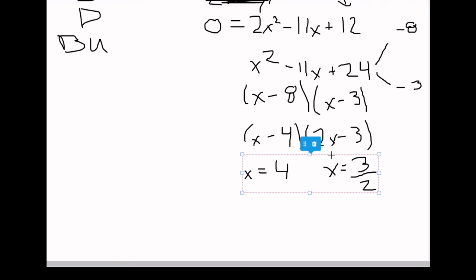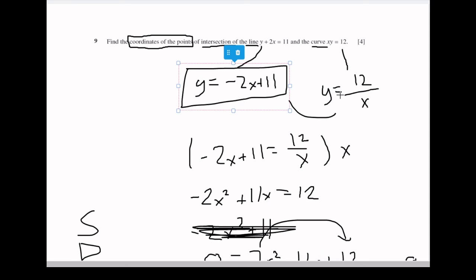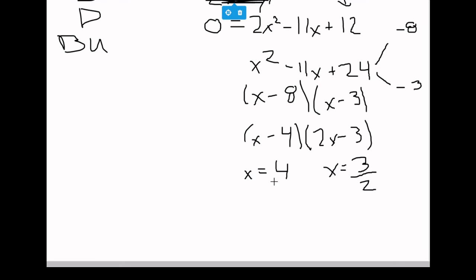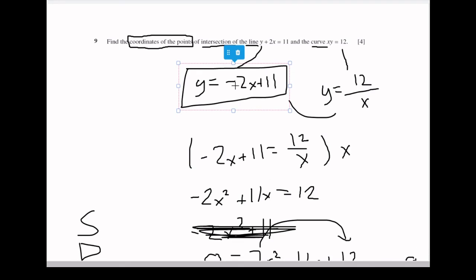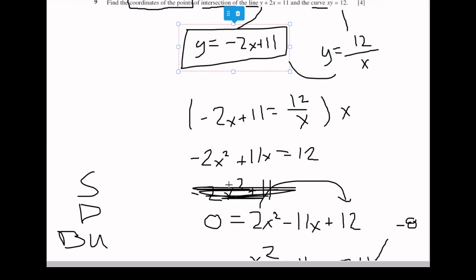So we're going to plug our x's back into one of these equations. We already got these by themselves, so I'm going to use this equation. You could use the one at the right, which is 12 over x. I'd recommend that for the first x we got, but the second one is a fraction, and it's really easy to make a mistake, so we're going to go with the simpler one. AICE won't remove marks if you go for the easy route, so make sure to do that when you can.